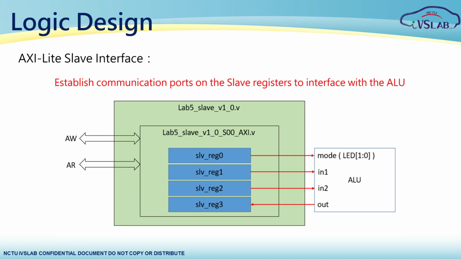Inside our slave module, there are 4 registers in total. The CPU writes the operation mode into register 0, and the 2 operand values into register 1 and register 2. The ALU core we designed will then read the values from these registers, perform the computation, and store the final execution results back into register 3.